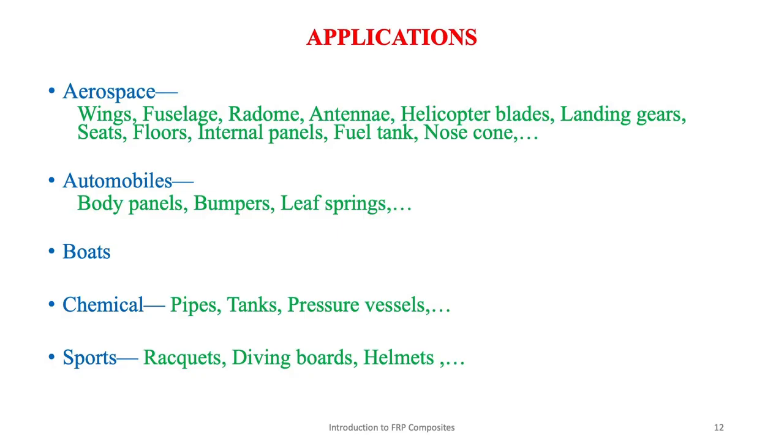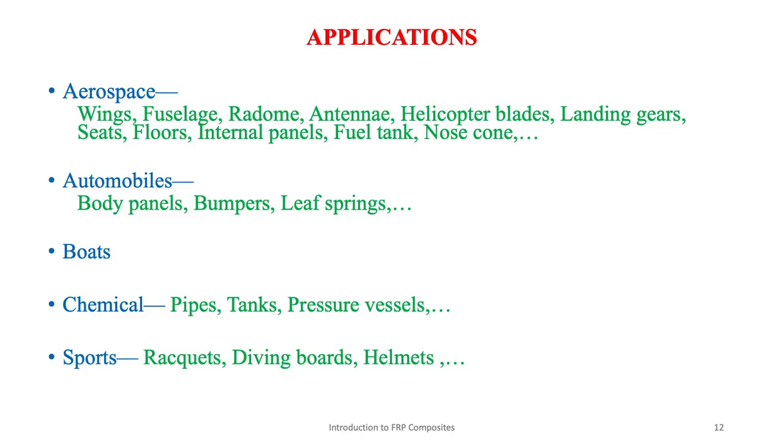Applications: why we are studying this course is that there are huge applications of composite materials, especially fiber reinforced polymer composite materials. In aerospace structures, the wings, fuselage, radome, antenna, helicopter and so many things are made of composite materials, and therefore there are huge weight savings. Then automobiles: body panels, bumpers, leaf springs. Boats are also made of glass fibers. In chemical industries, pipes, tanks, pressure vessels. In sports, rackets, diving boards, helmets, hockey sticks, and many components of sports equipment are made of composite materials.